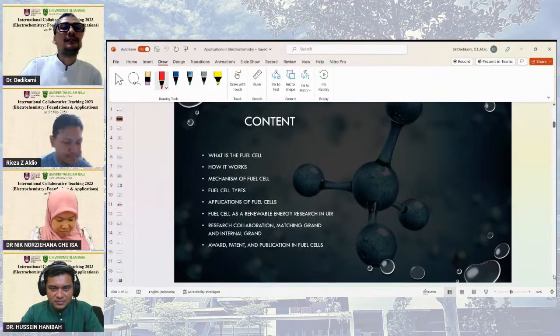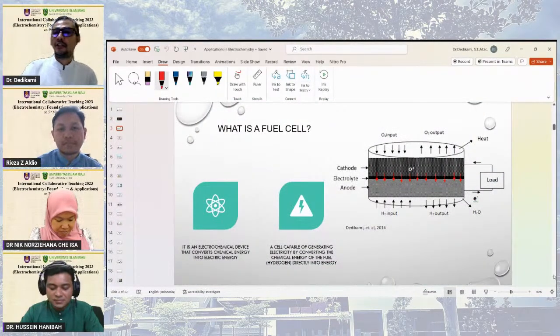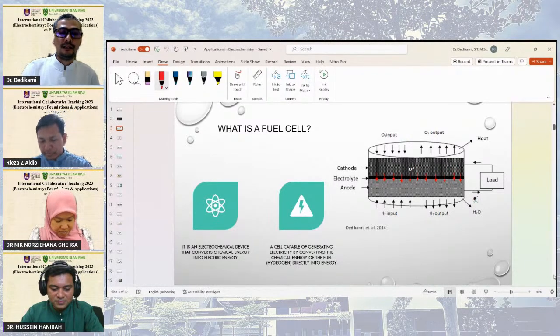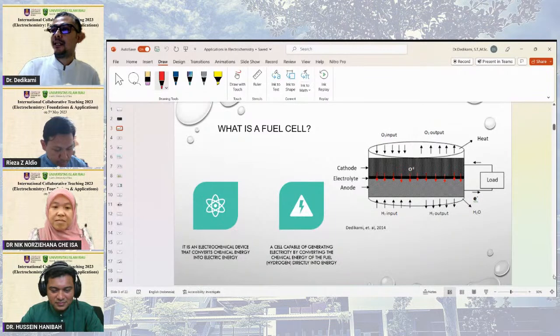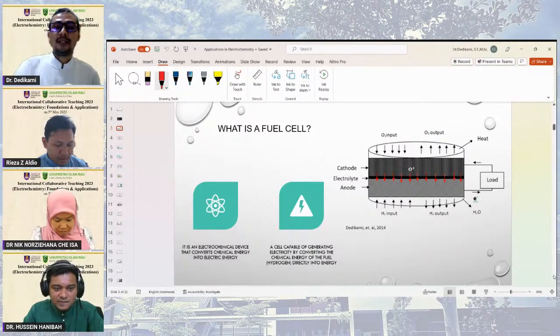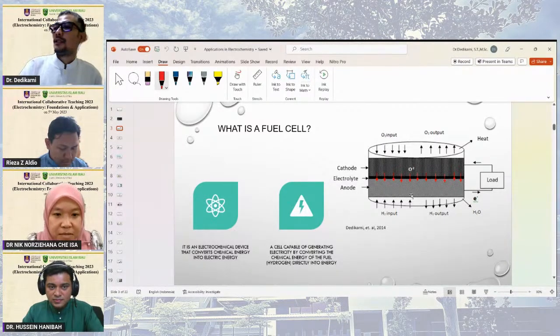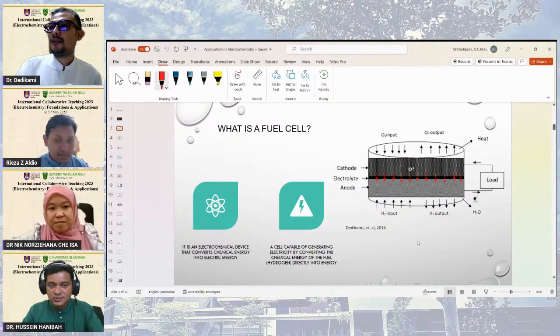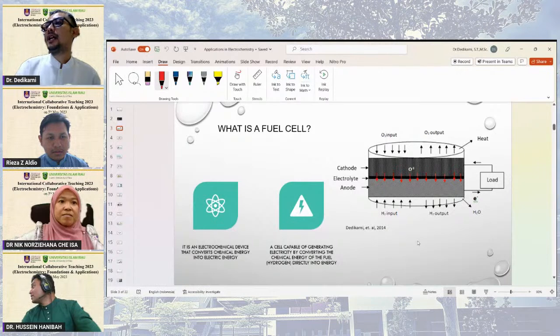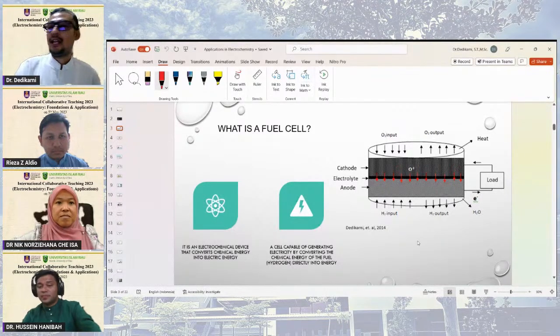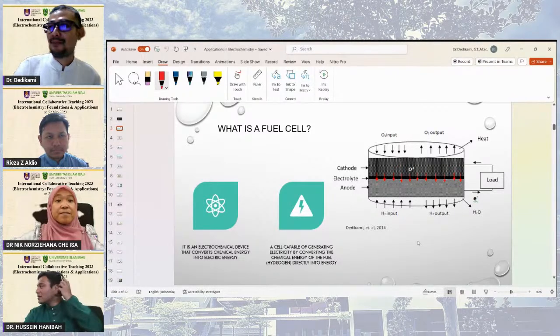What is a fuel cell? A fuel cell is an electrical device that converts chemical energy into electric energy. So the cell is capable of generating electricity by converting the chemical energy of the fuel, such as hydrogen, methane, and others, directly into energy. Okay, you can see the figure of a single cell. In a fuel cell, we have three major components: cathode, electrolyte, and anode. Same as the technique explained before.